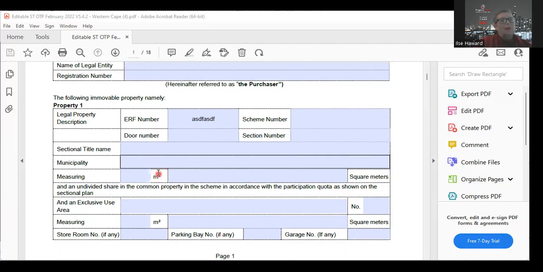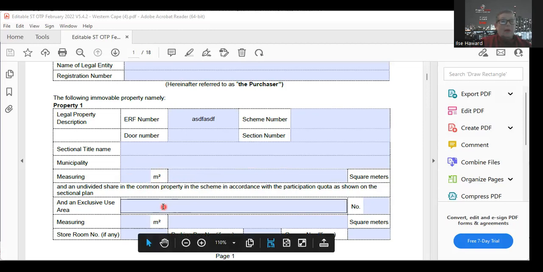Municipality, make sure it's the right municipality as per Lightstone. The size here will be different from your sectional title to your full title contract. On your sectional title contract, this is the size of your unit, and you also must put it in words here. On your full title contracts, this will be the size of your land as per Lightstone, which you put in figures as well as in words.